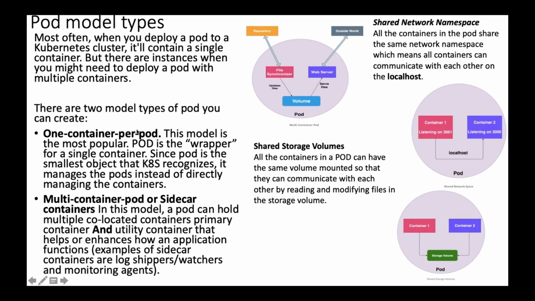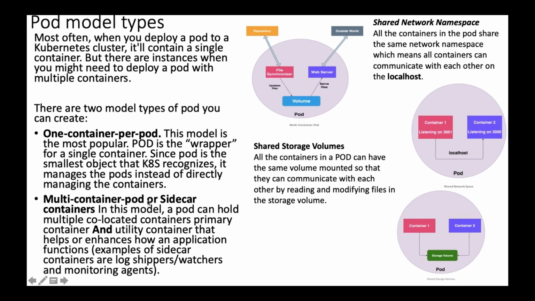So, single container pod. This model is most popular. Pod is the wrapper of a single container. Since pod is the smallest object in Kubernetes, Kubernetes will manage the pods instead of directly managing the containers. This is the single container pod.